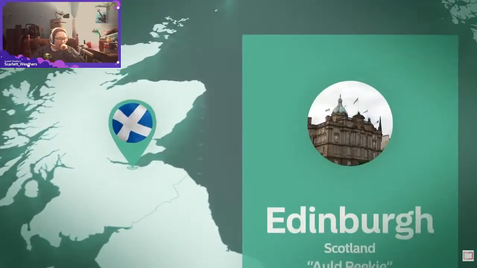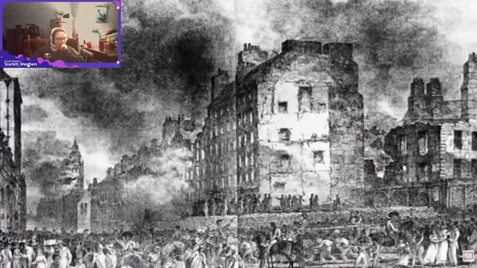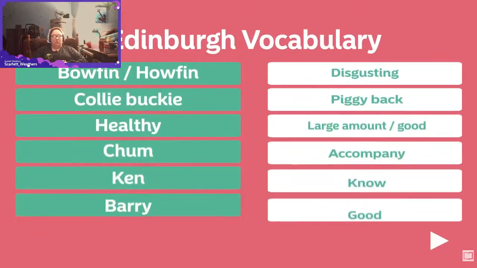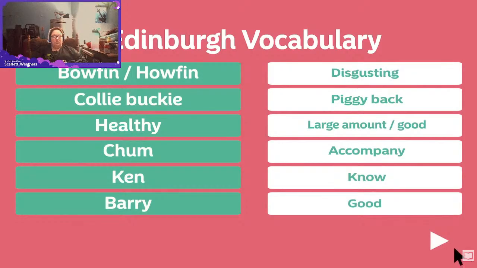So, strong accent or not, haunted or not, we are in, of course, Edinburgh in Scotland, named Old Reekie, which means Old Smoky. The nickname came from thick smoke that came from coal fires, from the tenements in the old town. And these words here are straight from the Edinburgh dialect. You never know when they may come in handy.